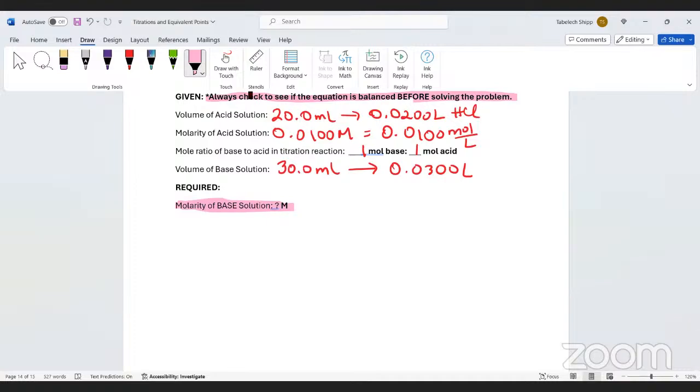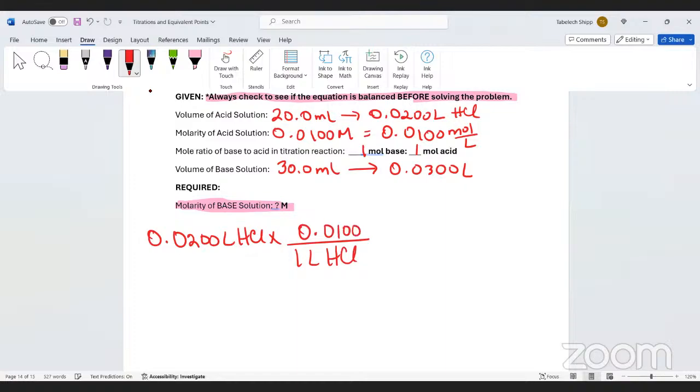What we do know is everything here that you can see. All right, so what am I going to do? I'm going to start off first with the liters of the acid, 0.0200 liters of HCl times, and in this step I'm going to go to the molarity of the acid. 1 liter of HCl was equal to 0.0100 moles of HCl. We're going to cancel out our liters. We don't need those anymore.